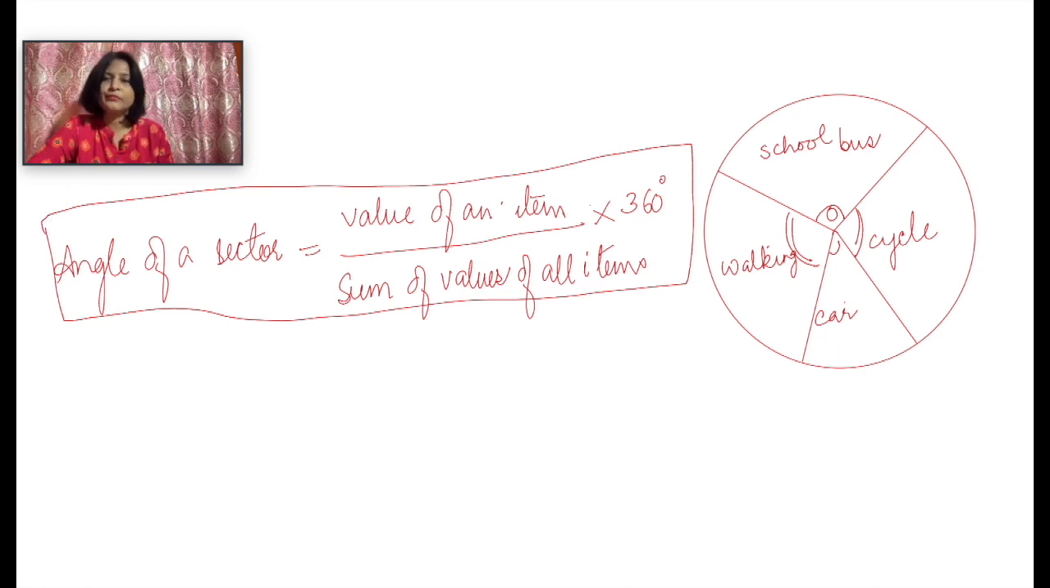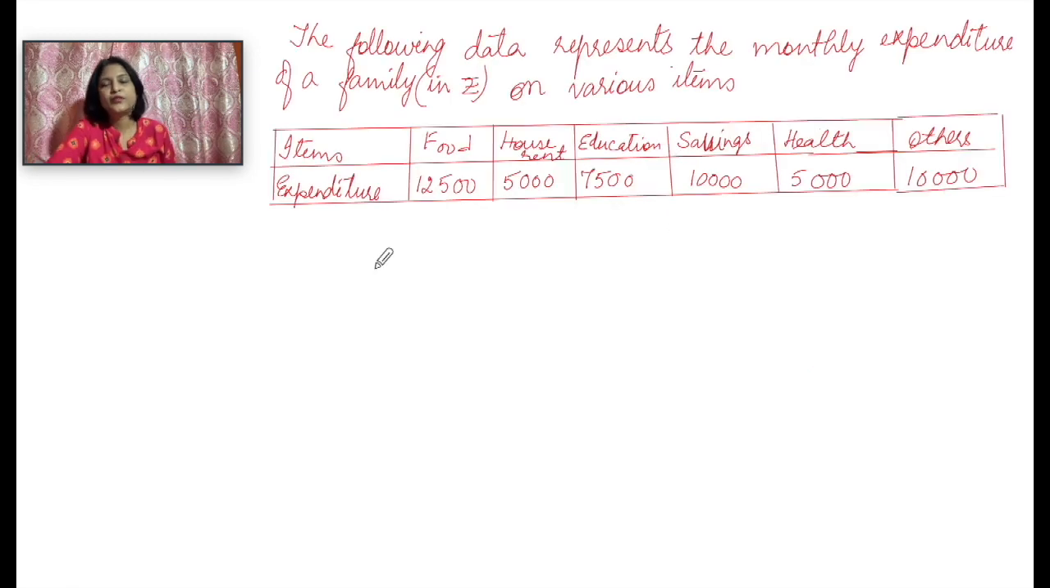So let me share some questions and help you to draw pie chart related to those questions. So friends, here I have a very good question and I hope this single example or question will help you to solve any problem in pie chart. Now here the question is, the following data represents the monthly expenditure of a family in rupees on various items. The items are given as food, house rent, education, savings, health and others.